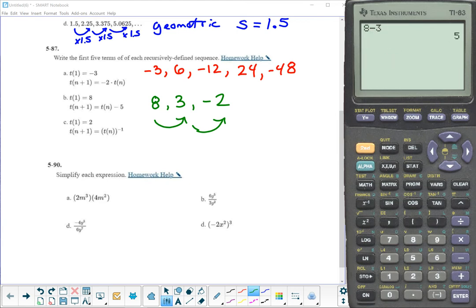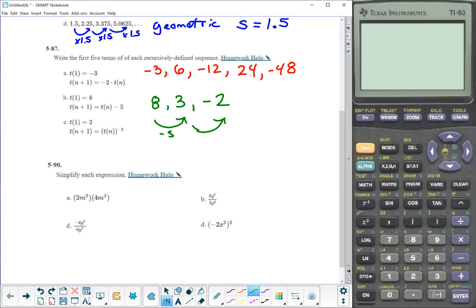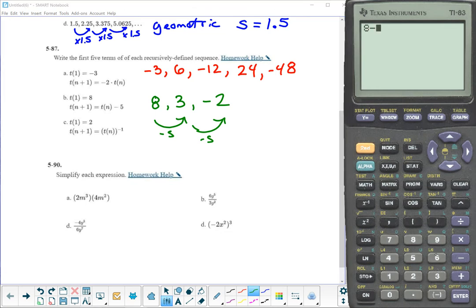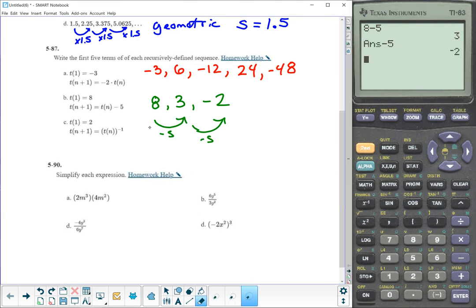Oh, 8 minus 3 is 5. It's not minus 3. It's minus 5. 8 minus 5, that's what I meant to say. 8 minus 5 is 3. 3 minus 5 is negative 2. So it's minus 5. That's where I went wrong. So 8 minus 5 gives me 3, which is the second term. Minus 5 gives me negative 2. So I have the pattern going.